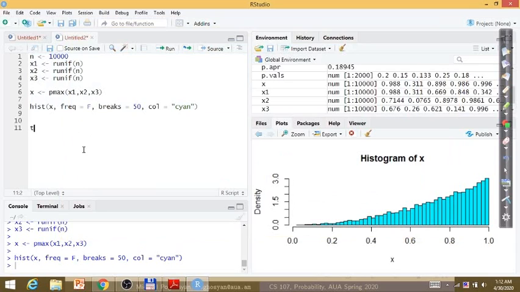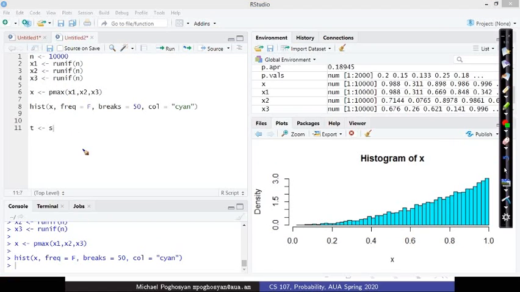So t is running from, it is a sequence, sorry, something is wrong. Yeah.